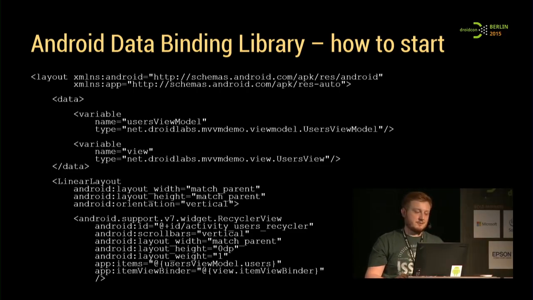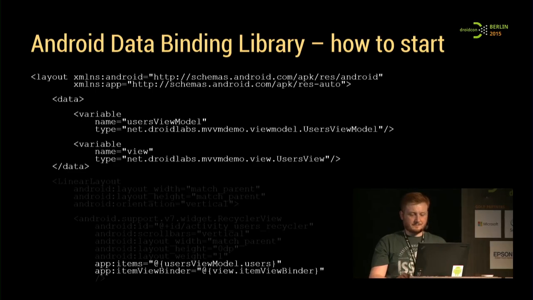In our root, we will have layout node. Then we have data node with variables. I will talk about it later. And in our data, we can specify information about variables that will be used in our views. So in our case, it will be, of course, our view models. However, we can pass other variables from our view or our activity to the binding library.